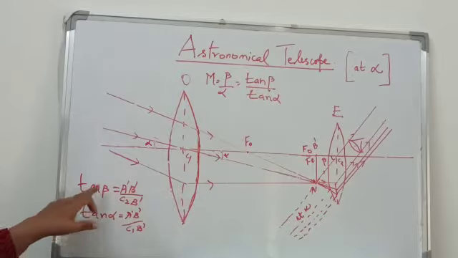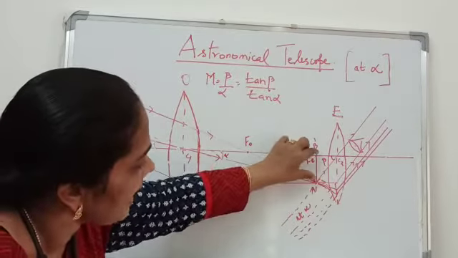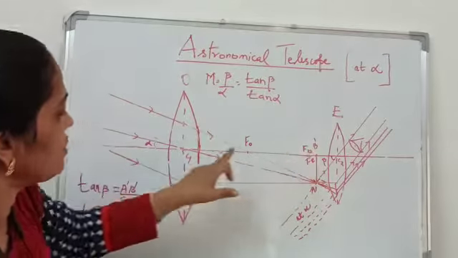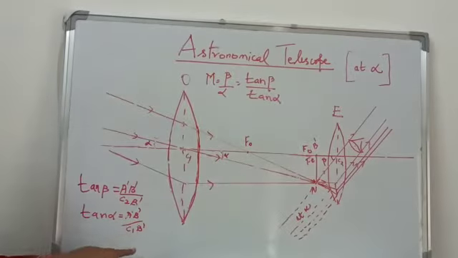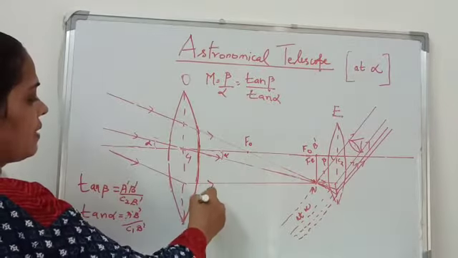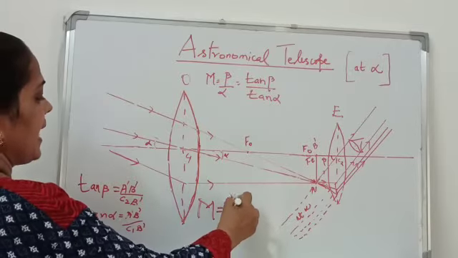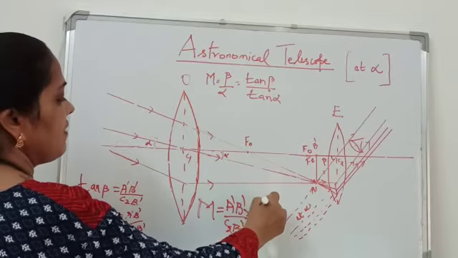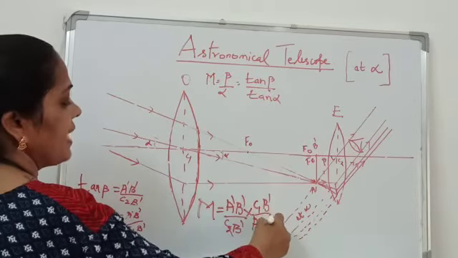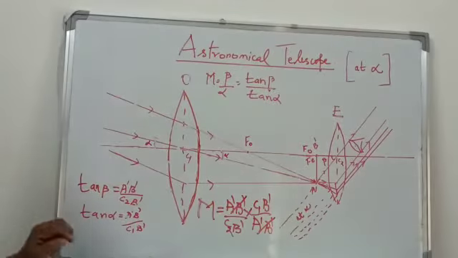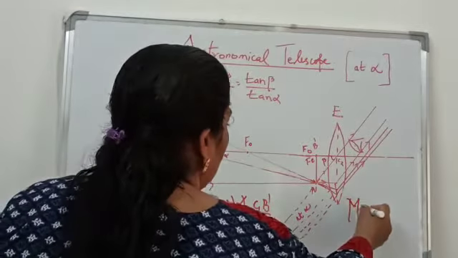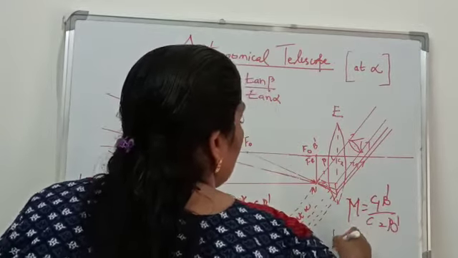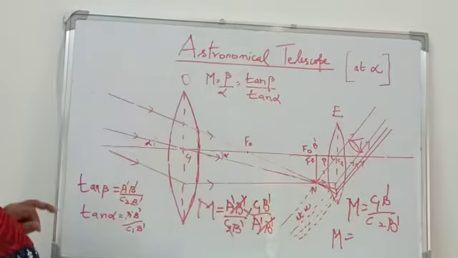From the figure, let us see what tan beta is. Tan beta is A dash B dash by C2 B dash. Tan alpha is A dash B dash by C1 B dash. That's what I've written over here. So what is the magnifying power? Magnifying power will be A dash B dash by C2 B dash into C1 B dash by A dash B dash. So A dash B dash will get cancelled and we get M equal to C1 B dash by C2 B dash. Now tell me what is C1 B dash.